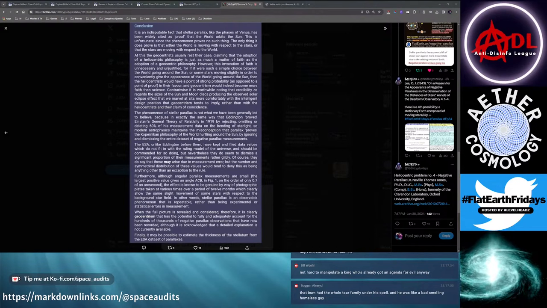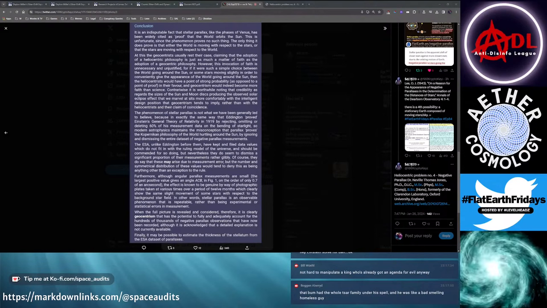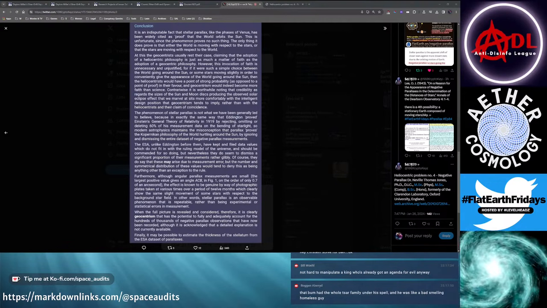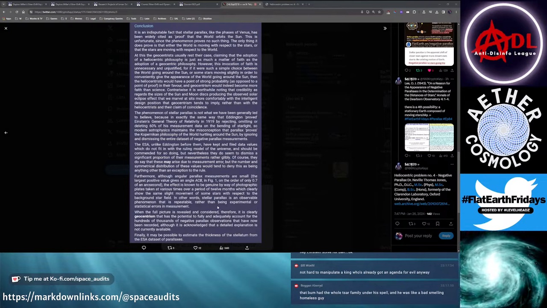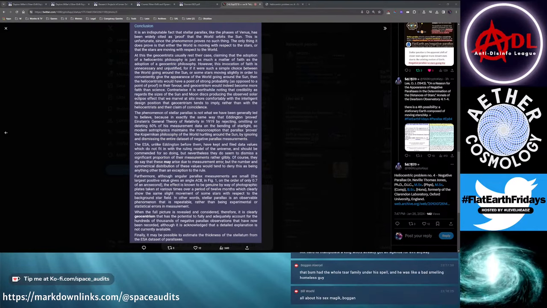Of course, they do say that these may arise due to measurement error, but the number and symmetrical distribution, which we just covered, of these values would tend to deny this as being anything other than an exception to the rules. Always like, yeah, I know we established these parameters, but, you know, we got to make an exception, bro.